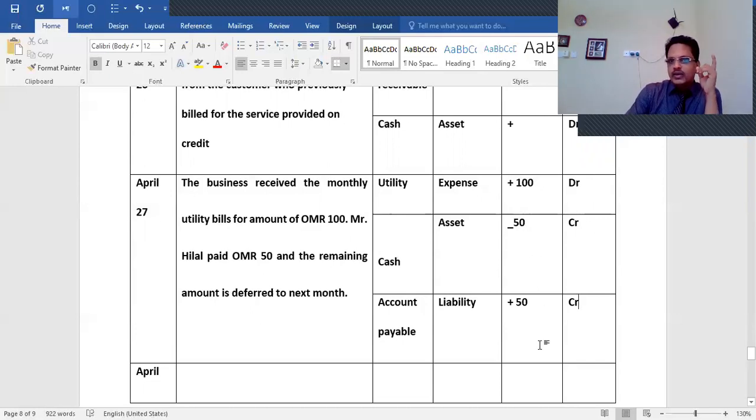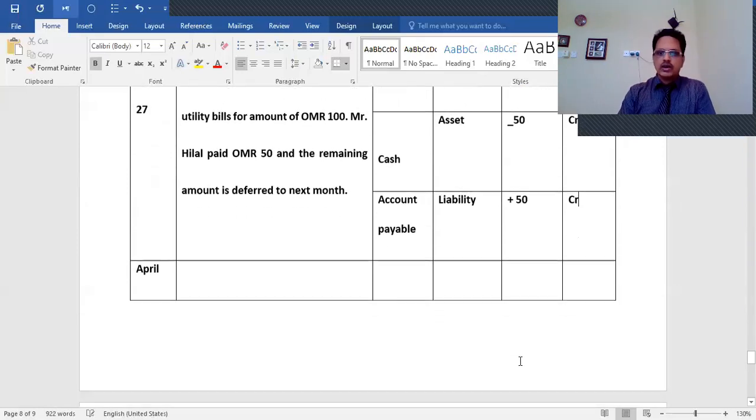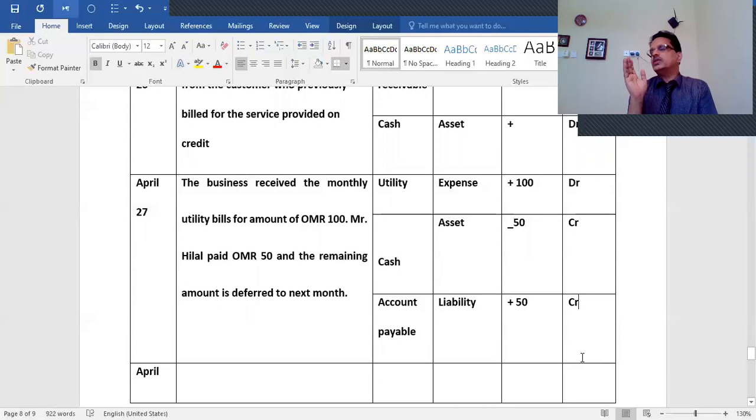I told you, for every debit there will be an equal and corresponding credit. 100 real debit, one debit. But two credits are there, it doesn't matter, the total is 100. Total is 50 plus 50 equal to 100. So this is what double entry accounting means. We discussed the principle already.